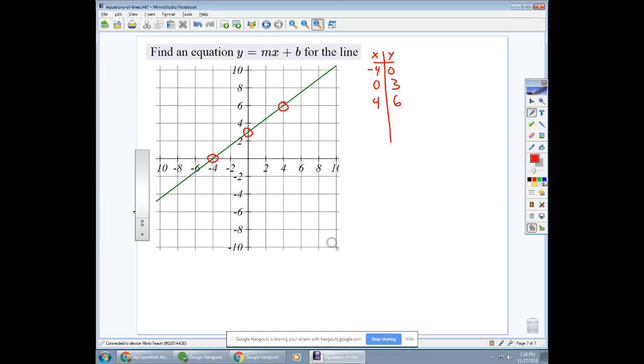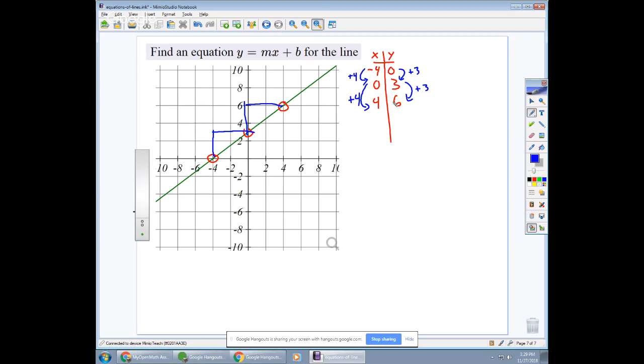So just to check a couple of things here, notice that when I go from here to here, I'm going up 3, and from here to here, it goes up 3 again. On this side, negative 4 to 0 is over 4, and 0 to 4 is over 4. So the nice thing about these 3 points is they do indeed have the same rise and run to get from here to here and there to there.